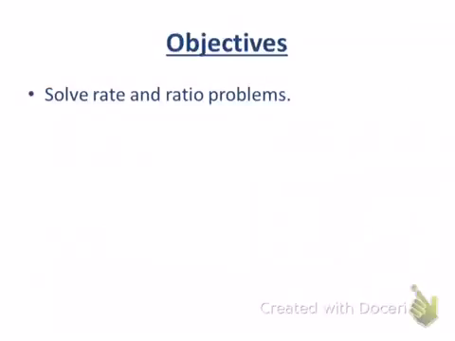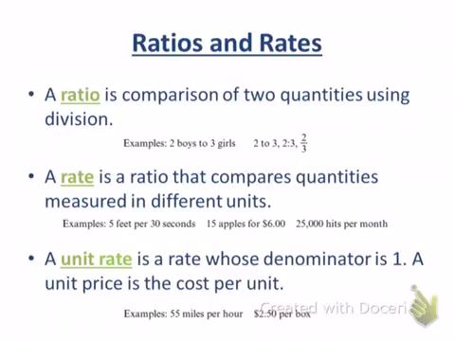Ratio, you don't write these down because I'm going to give you better definitions in a second. A ratio is what? Comparison of two numbers by division. Exactly right. So a ratio is a comparison of two quantities using division. A rate is a ratio that compares quantities measured in different units, like feet per second. 15 apples for $6. 25,000 hits per month. That's my YouTube channel right there, buddy.